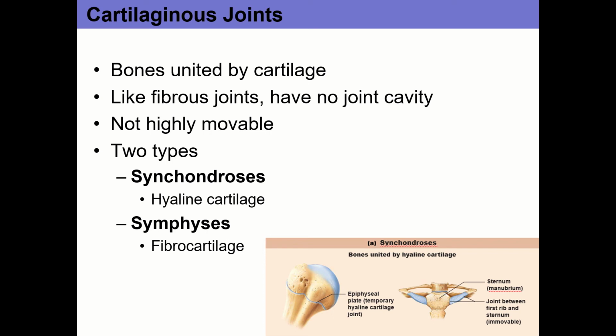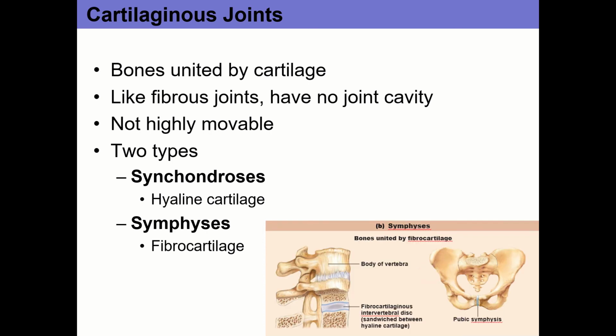And then with symphyses, so symphyses are two bones joined by fibrocartilage. So it's much more dense. Typically, it's made to absorb shock with fibrocartilage, because we talked about fibrocartilage sometimes being inside of the joints, like the menisci of the knee.